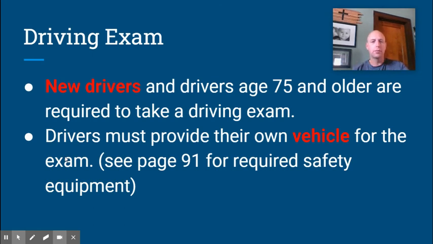You provide the vehicle. The vehicle that you provide has to meet safety requirements. There are 14 or 15 pieces of required safety equipment. Those are on page 91. We'll talk about those later, but they're really basic things like a seat belt, and the horn has to work, and you've got to have brakes that work, and all of your lights, turn signals, stuff like that have to work. And there's more, and we'll talk about those later. But your car has to be in good functioning condition. Okay. Let's see.